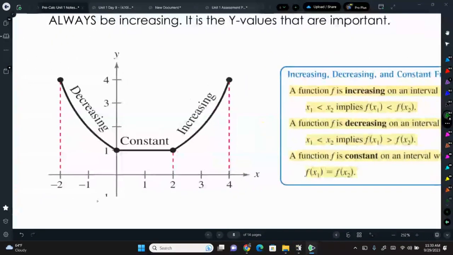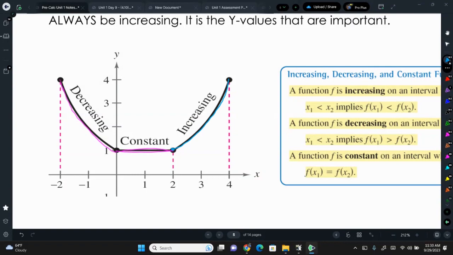So if we look at this graph here, reading it from left to right, our y values get smaller and smaller, so we're decreasing. Then right here, our y values level off and they stay the same. We would call that constant. And then over here, our y values are increasing or going up, so we would say that the function is increasing.